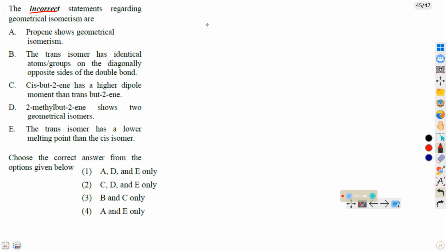Incorrect statements. Propene shows geometrical isomers? No. A statement incorrect. The trans isomer has identical atoms or groups on the diagonally opposite side of the double bond. Correct. Cis-butene has a higher dipole moment than trans-butene. Correct. 2-methyl-butene shows two geometrical isomers. Wrong, it does not show. The trans isomer has lower melting point than the cis isomer. This is also wrong. Question is related to incorrect statements. A, D, E are incorrect.